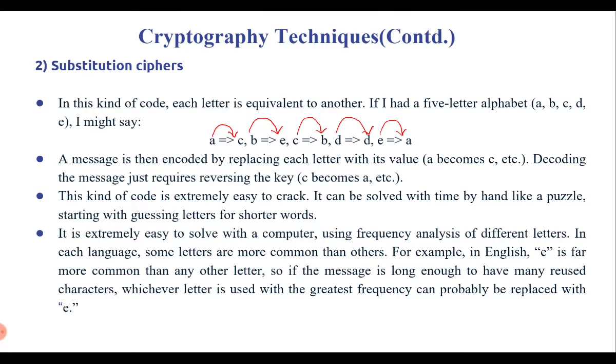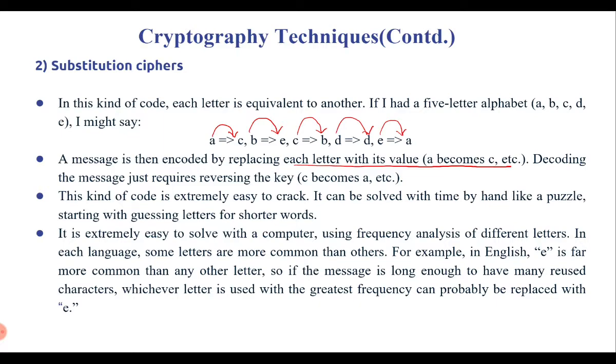So this message is then encoded by replacing each letter with its value. So A will always become C in the message. And decoding this message just requires reversing the key where C becomes A. So though it is a simple way of encryption, the decryption is also easier because it can easily be decrypted by reversing the key.